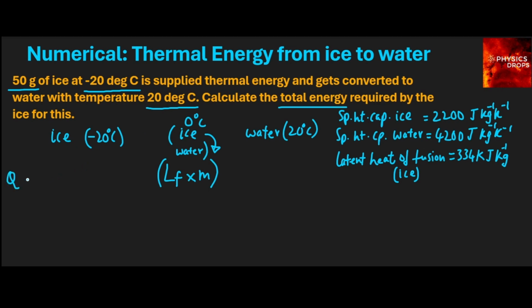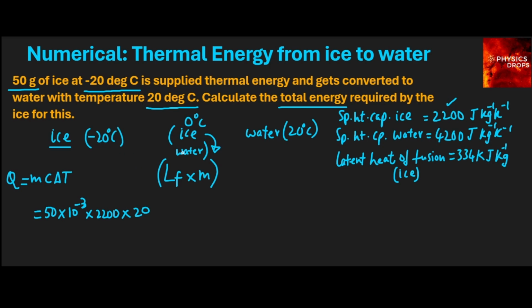We know that the thermal energy for that is given by Q equals mass times specific heat capacity times change in temperature. So it's going to be 50 grams, which we convert to kilograms, times the specific heat capacity of ice initially, which is 2200 joules per kg per Kelvin. So 2200 times the change in temperature, which is minus 20 to 0. So the change is 20. We can take this in Celsius, not necessarily in Kelvin, because the magnitudes of Celsius and Kelvin are the same.